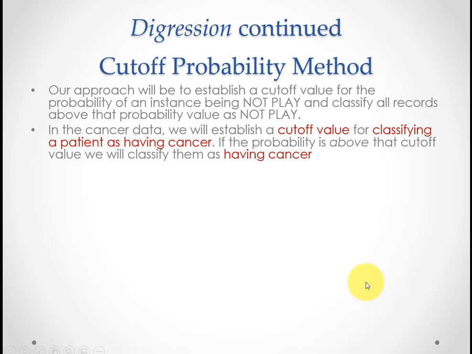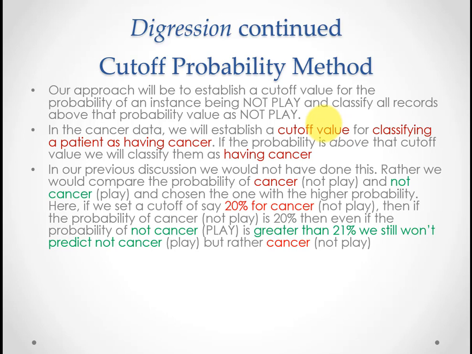But when we're talking about something like cancer, we probably don't want to leave it at 50%. We might want to bring it down to 20%. So if the probability that they have cancer is above 20%, we might say they have cancer, or we might say the test tells them they have cancer. And if it's below 20%, then we would say that they don't have cancer. So we basically just want to be able to adjust the cutoff value to reflect the importance of the two different types of errors.